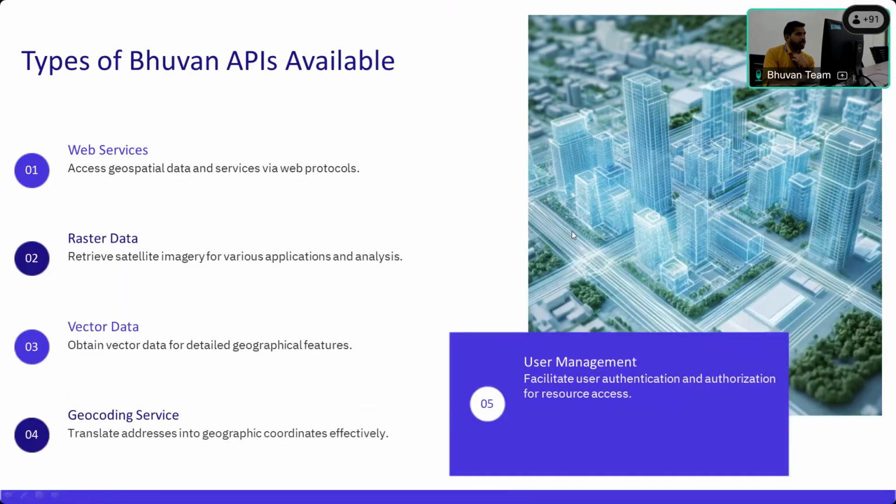And now, these are the types of Bhuvan APIs, or web services, available, which I already showed you: raster data and vector data, the map service and satellite services which we are using. Then coming to the geocoding services that I already showed you, how it translates an address into geographic coordinates and vice versa. And there is also user management, authentication and authorization.